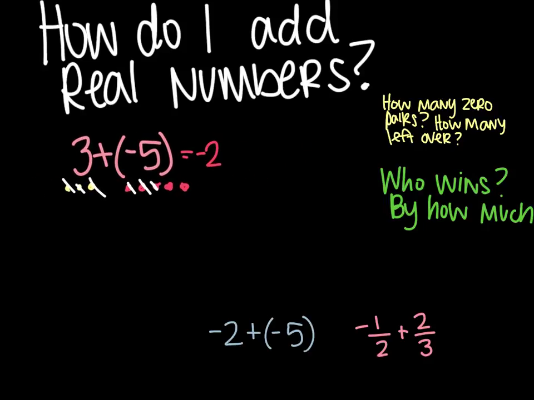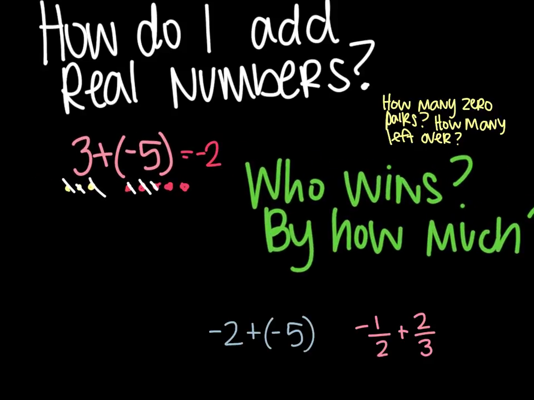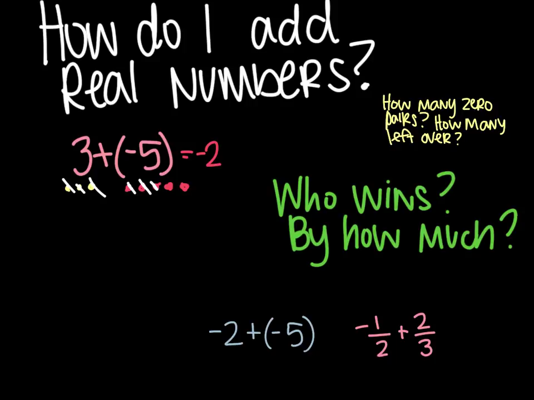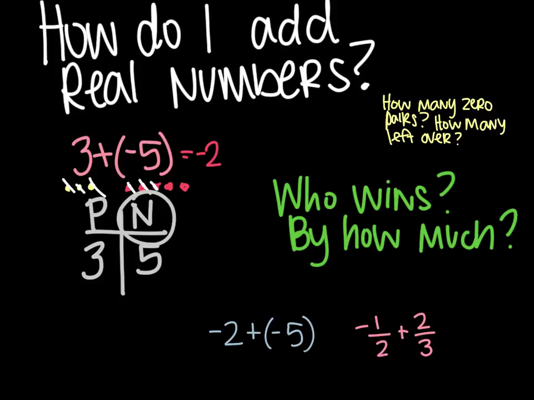Okay, same question, different way to do it. We're going to go with the green. Who wins by how much? Okay, so in this one, you set up a table. You have team positive and team negative. I like this because it's sports. Okay, my 3 is positive. My 5 is negative. Who wins? Negative wins. How much do they win by? They win by 2, so my answer then is -2.